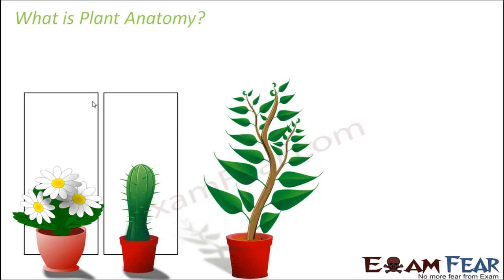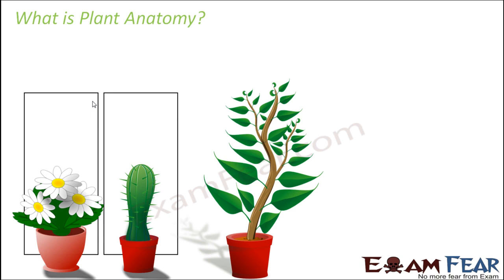So what is plant anatomy? In this lesson we are going to talk about the anatomy of plants. In the last lesson we talked about morphology. In morphology we talked about the external structure of a plant, like the flowers, the appearance of flowers, leaves, and the shape of the leaves. So everything that is visible externally, right?